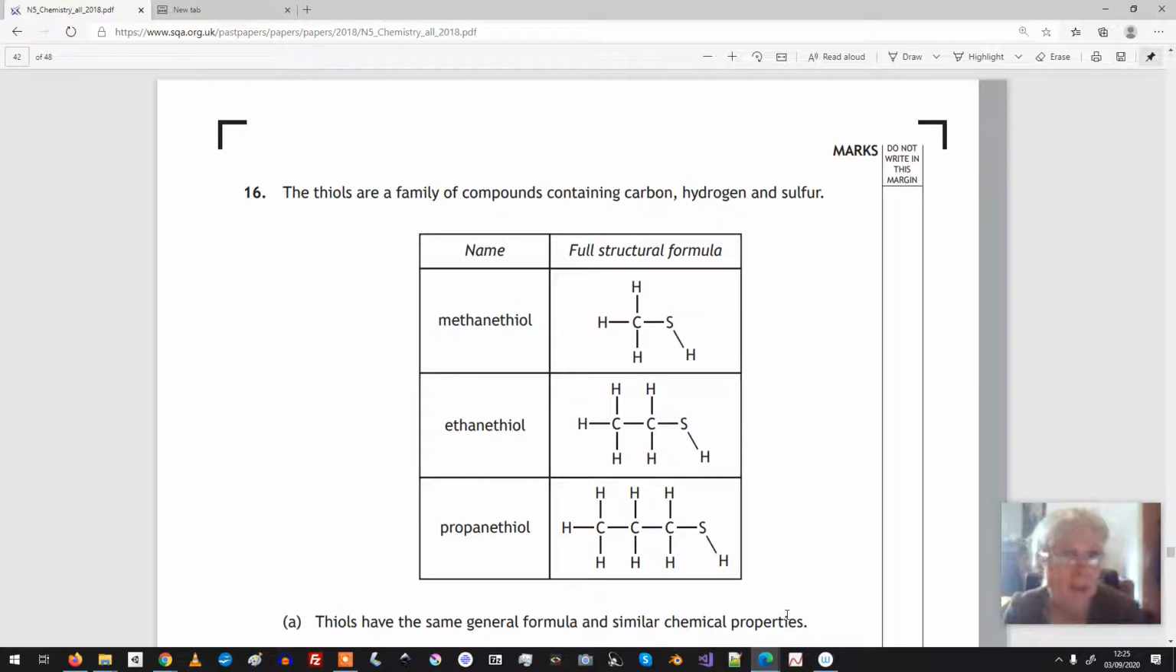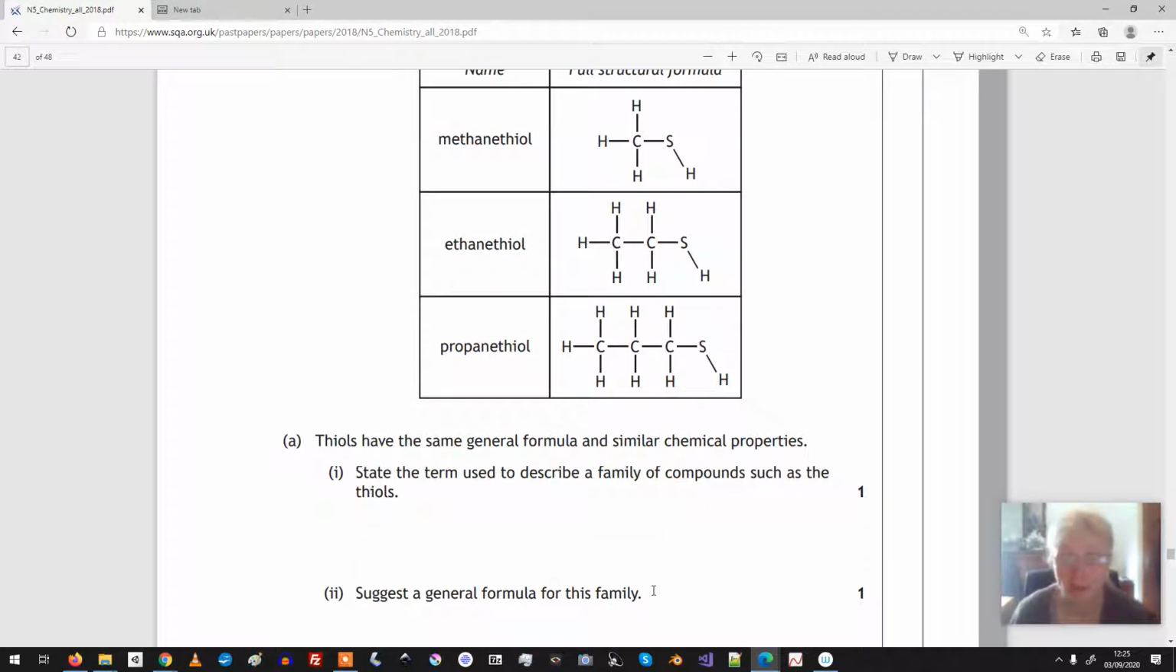Hi there. Question 16. The thiols are a family of compounds containing carbon, hydrogen and sulfur. Thiols have the same general formula and similar chemical properties. State the term used to describe a family of compounds such as the thiols. And the answer is homologous series.